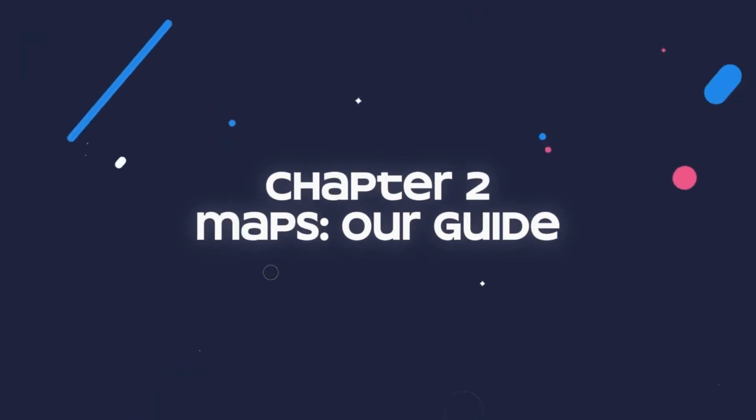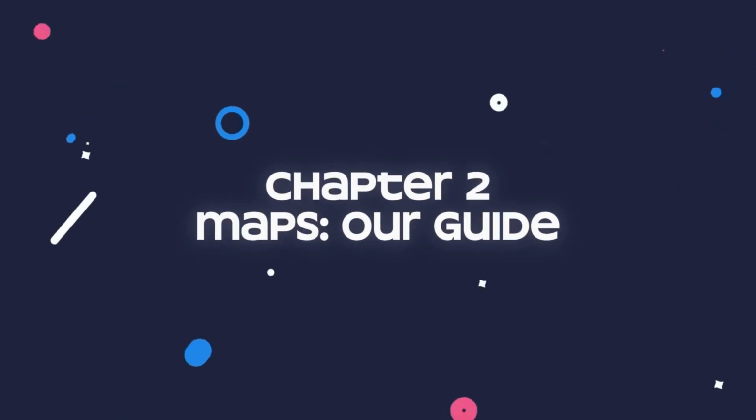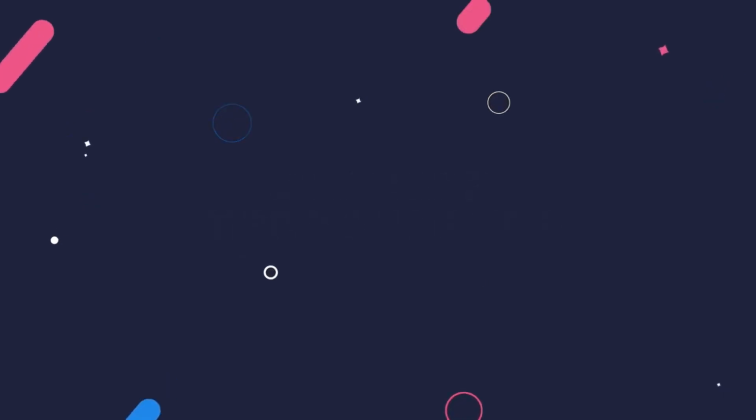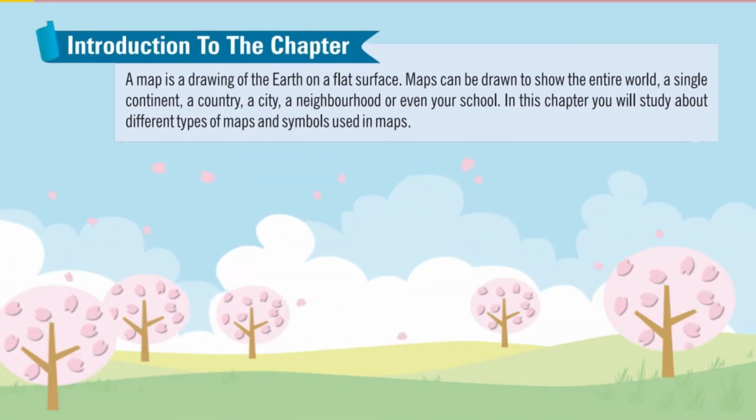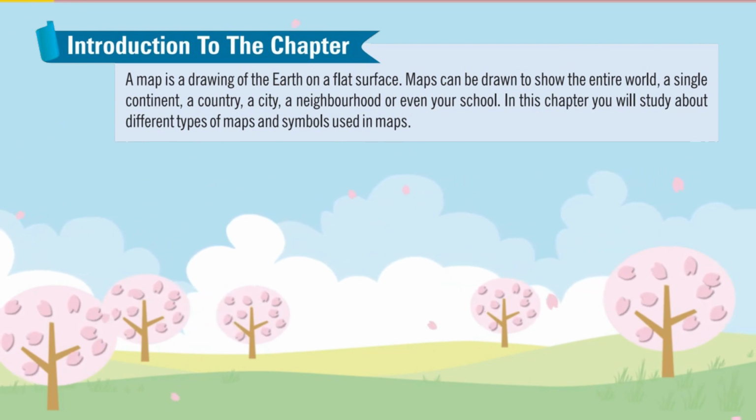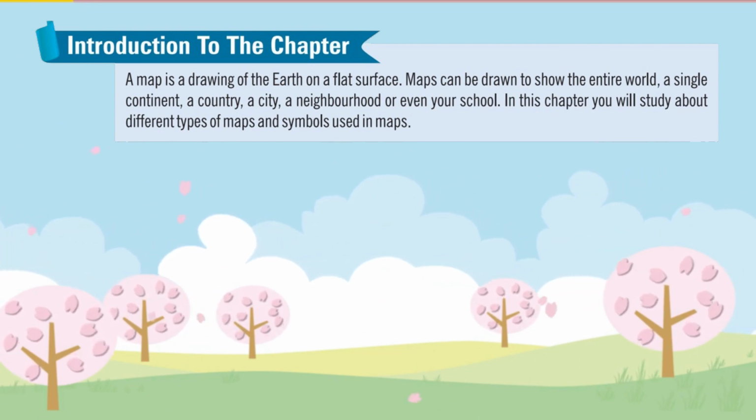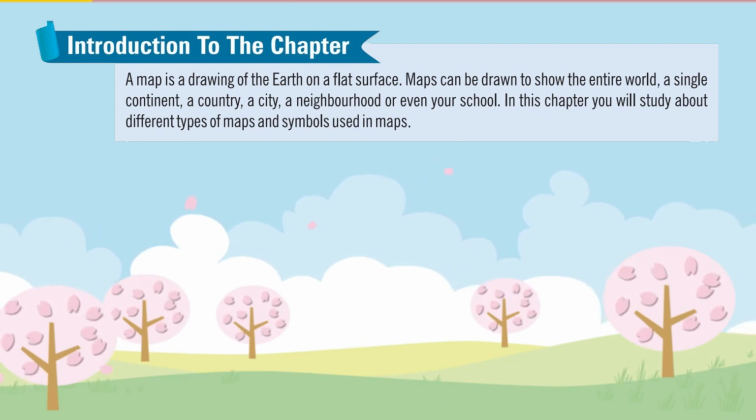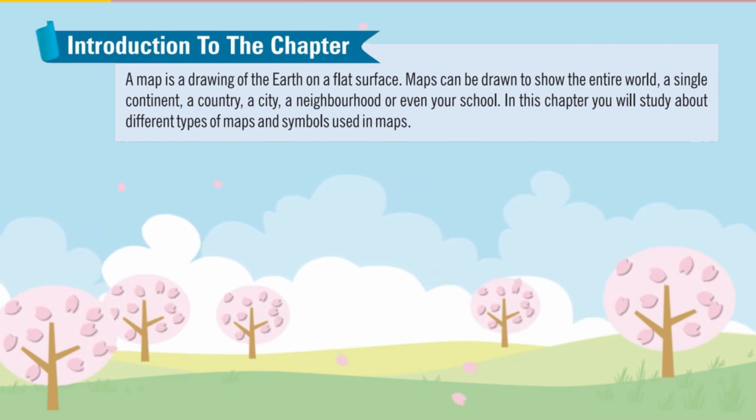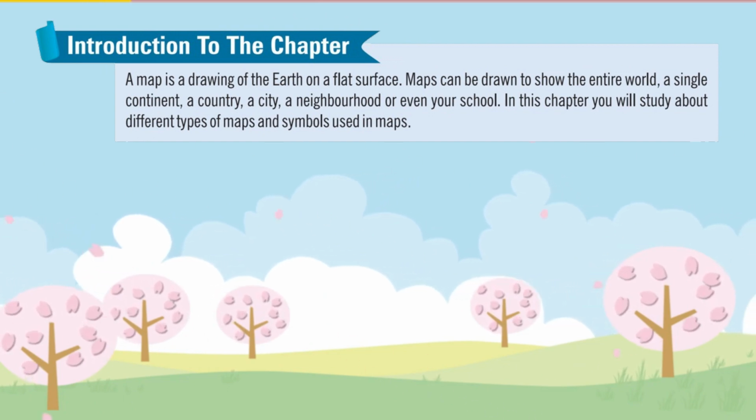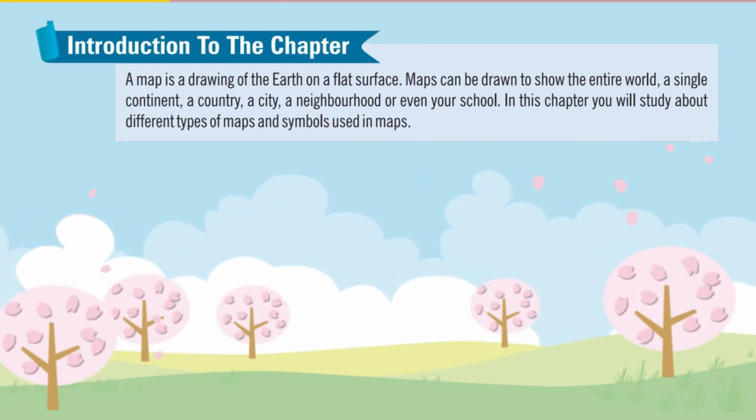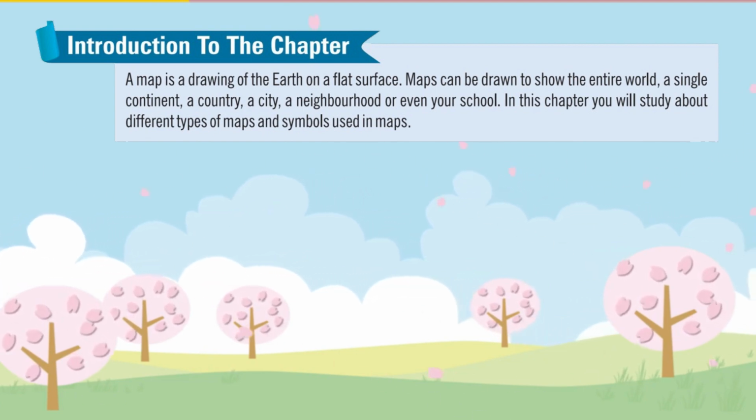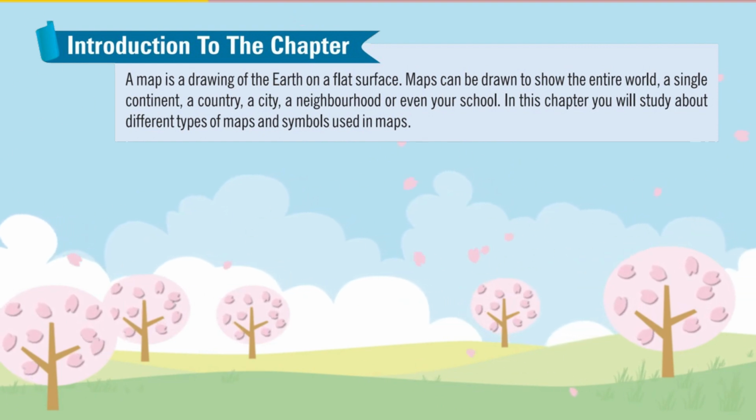Chapter 2. Maps, our guide. Introduction to the chapter. A map is a drawing of the Earth on a flat surface. Maps can be drawn to show the entire world, a single continent, a country, a city, a neighborhood, or even your school. In this chapter you will study about different types of maps and symbols used in maps.